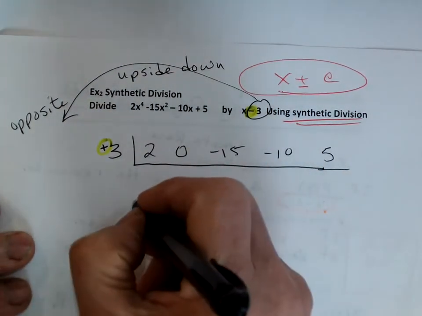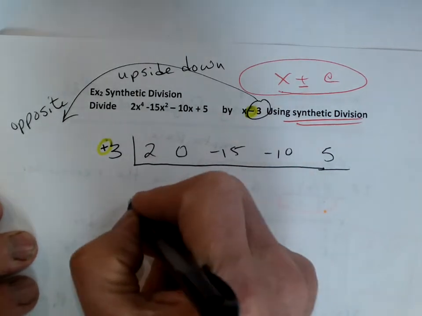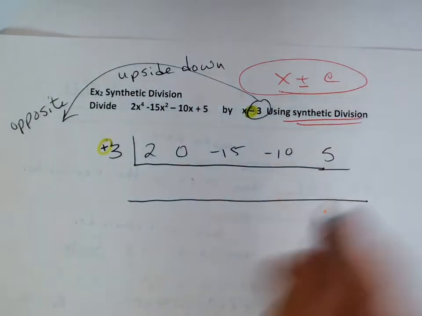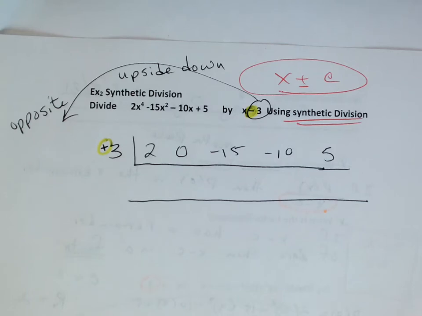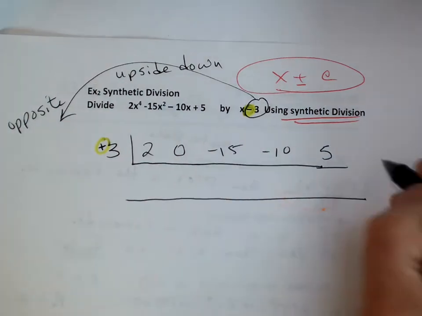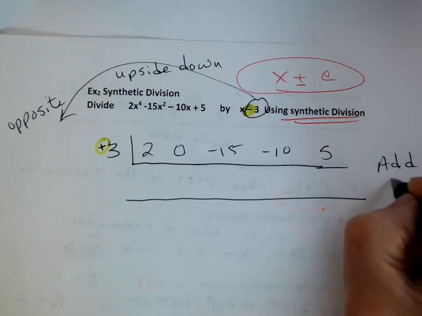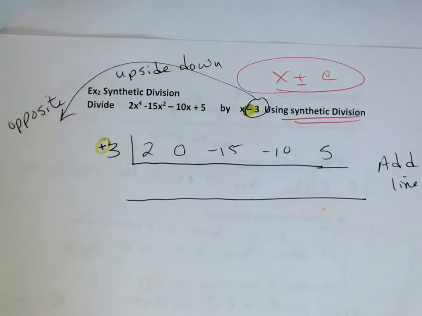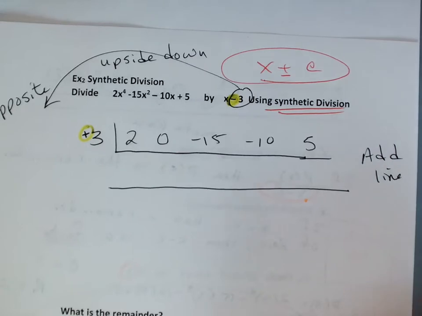I call this my adder line. I know there's no such word as adder, but we're going to call it my adder line. Because we don't subtract, we're adding a negative, okay? Now, everybody good on this?